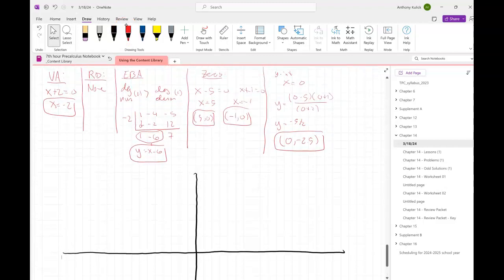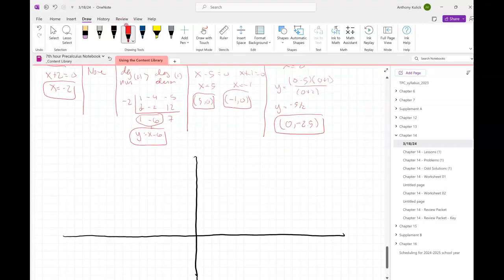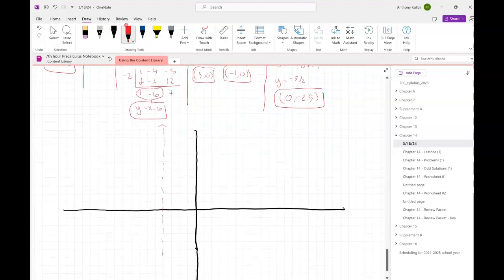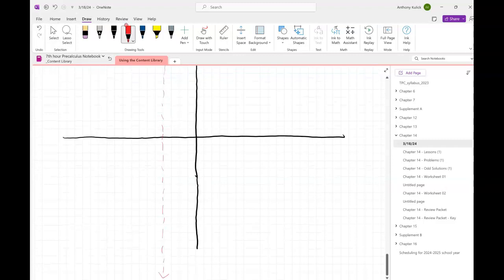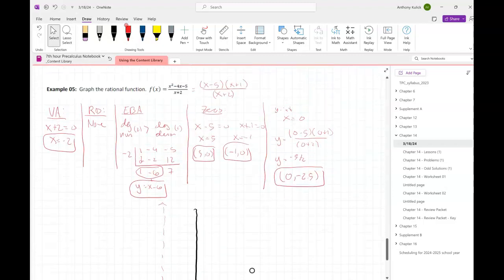Okay. So again, I'm going to go by halves. So 1, 2, 3, 4. Okay. To graph y equals x minus 6. What is the graph of y equals x minus 6? What's that graph look like? It's a line, my dudes.